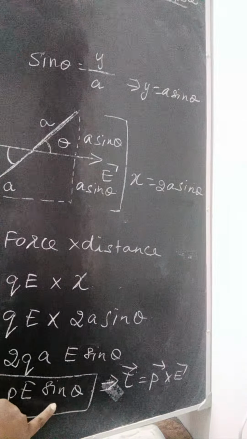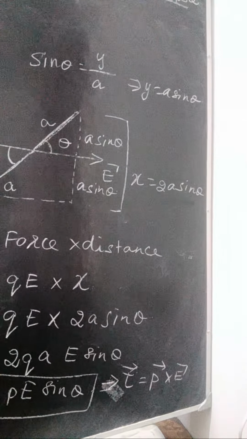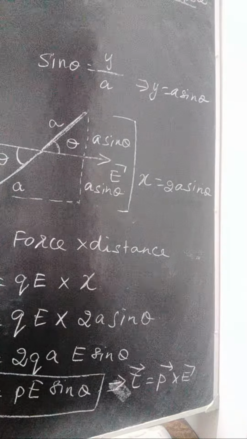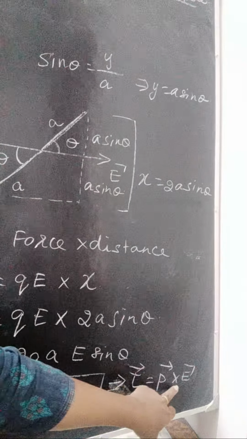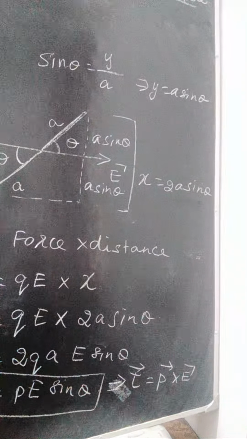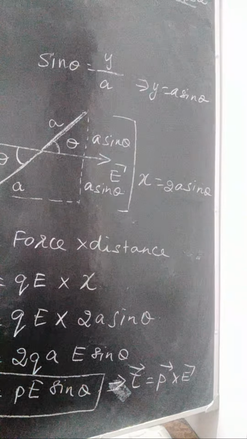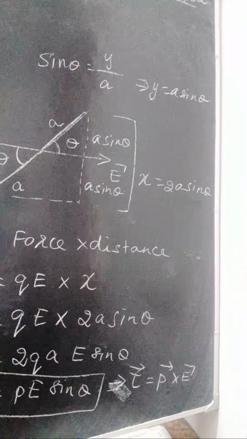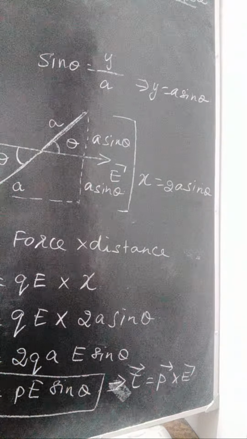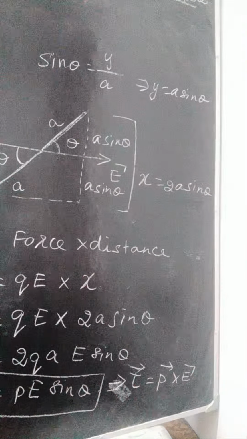In the multiplication, what term should be there? Sin theta should be there. If cos theta is there, what component is it? It is dot, isn't it? If sin theta is there, what is it? It is cross, isn't it? So what is the tau vector value? Tau vector is equivalent to P vector cross E vector.